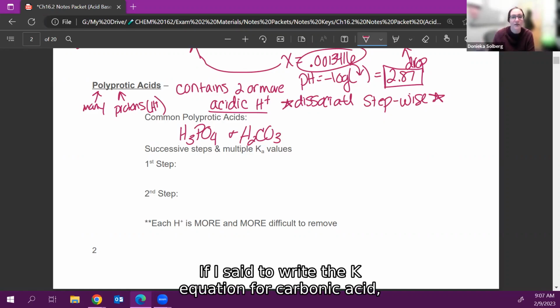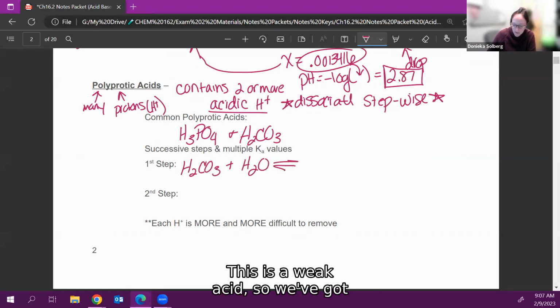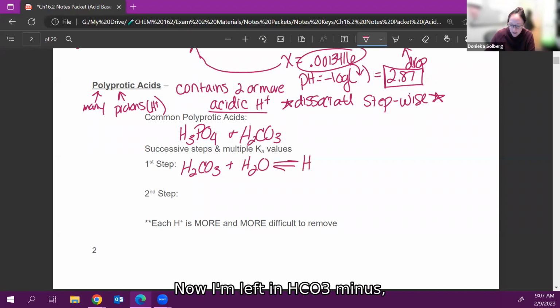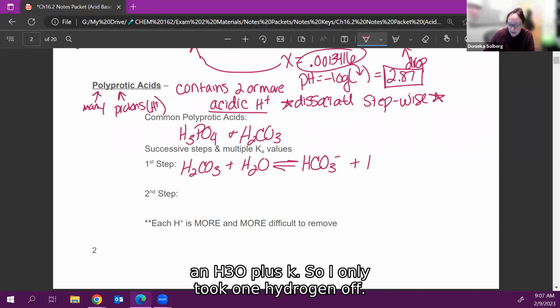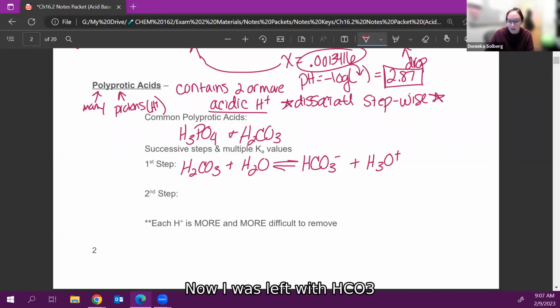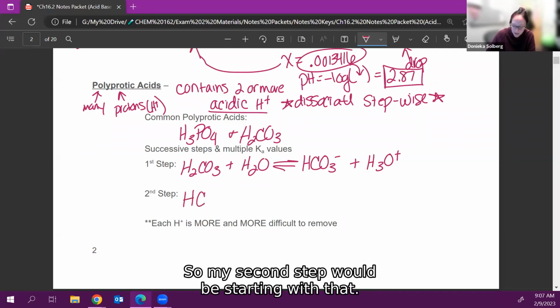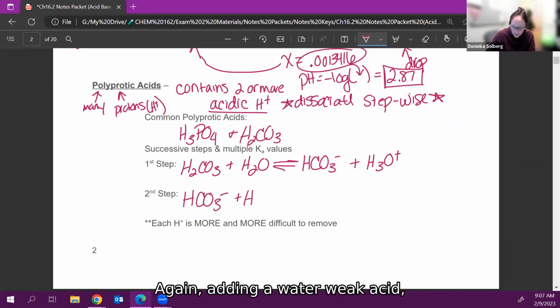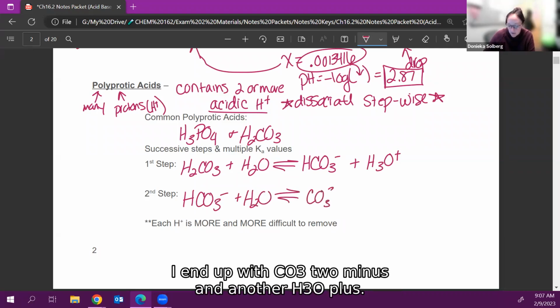If I said write the Ka equation for carbonic acid, you would be like, okay, H2CO3 plus water. This is a weak acid, so I got equilibrium, loses an H. Now I'm left with HCO3 minus, still has one of the hydrogens on there, and H3O plus. Okay, so I only took one hydrogen off. Now I was left with HCO3 minus, that can lose another hydrogen. So my second step would be starting with that, again adding a water, weak acid, losing the second one, I end up with CO3 2 minus and another H3O plus.